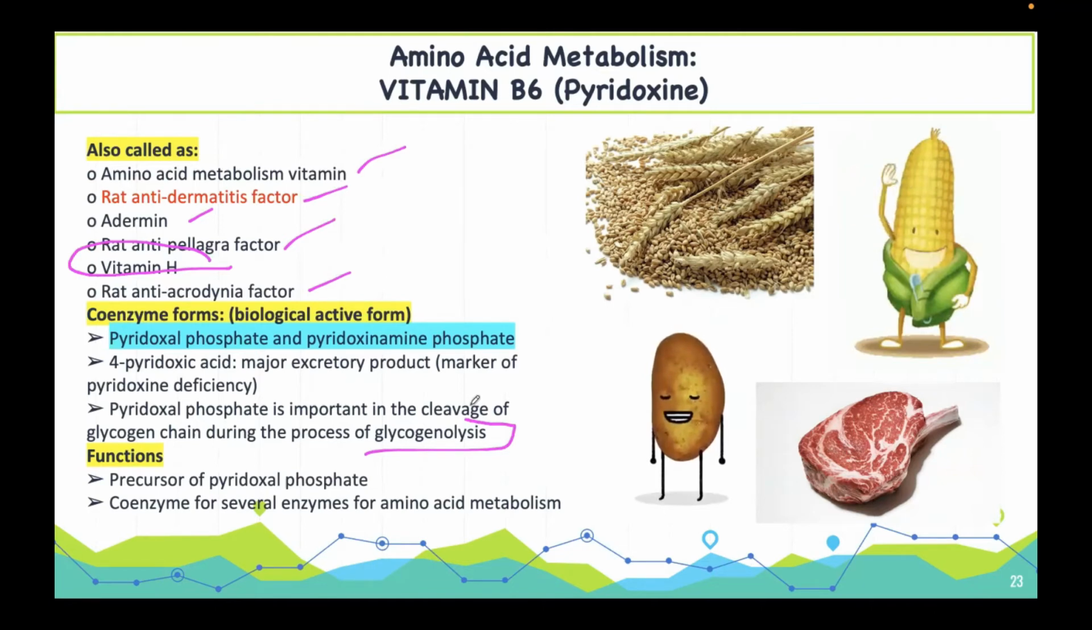Your vitamin B6 functions as a precursor of your pyridoxal phosphate and serves as a coenzyme for several enzymes for amino acid metabolism. So dito lang po talaga umiikot yung function ng ating vitamin B6. Mainly it is involved in the amino acid metabolism and for your glycogenolysis. And what are the food sources of your vitamin B6? We have your wheats or your grains, sa corn. It can also be found on your potatoes as well as your red meat.